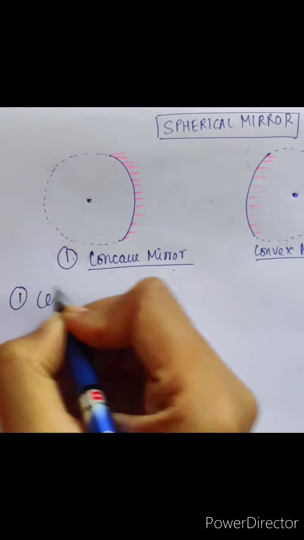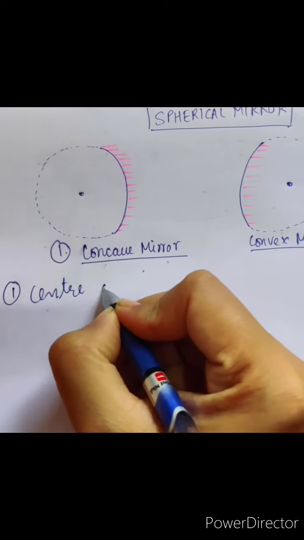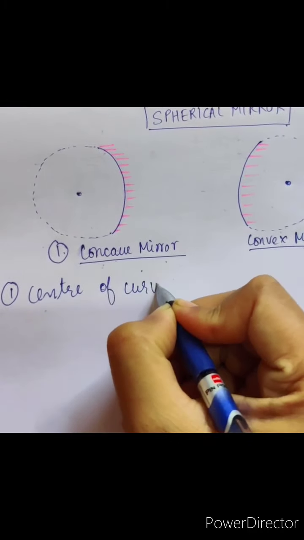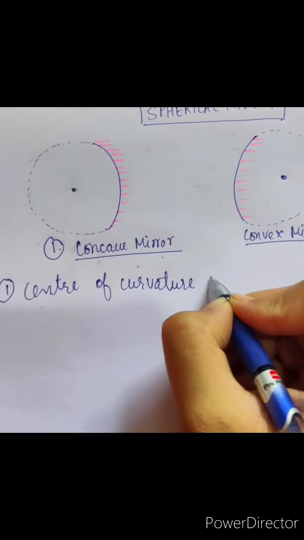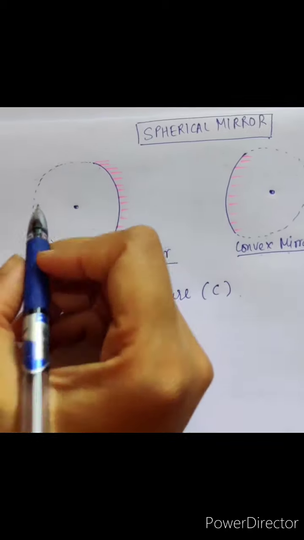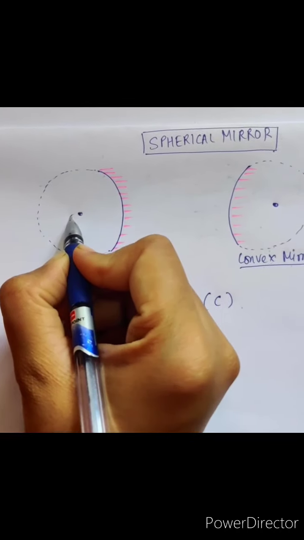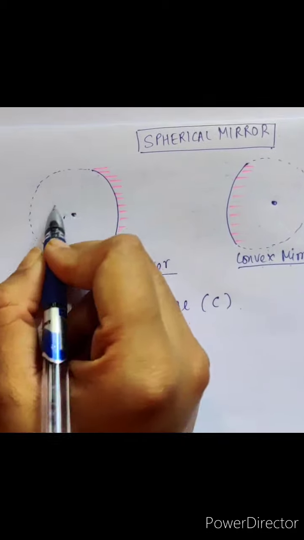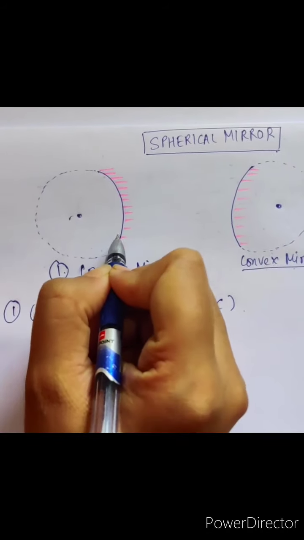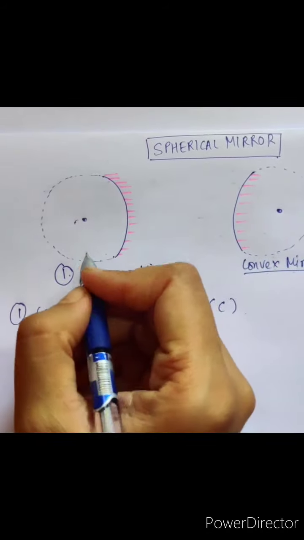So first is center of curvature. The center of curvature is denoted by C, and it is the imaginary midpoint of the hollow sphere of glass of which the spherical mirrors are part.